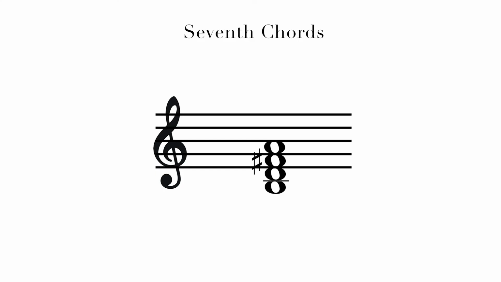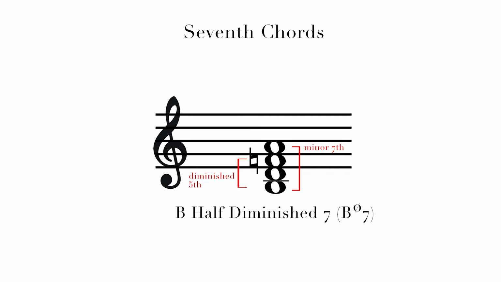Now it gets fun. Let's start with the same B minor 7 chord, B, D, F sharp, and A. But what if we were to take that 5th and make it a diminished 5th? Now we have B, D, F, and A. That gives us what we call a B half diminished 7 chord. That's not at all confusing, is it? What it means is that we have a diminished 5th between the 1st and the 5th, and a minor 7th between the 1st and the 7th. And it sounds like this.